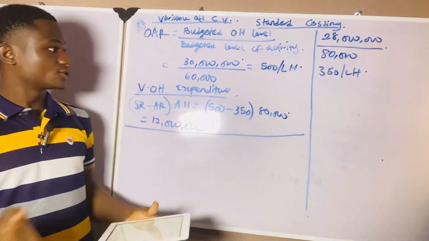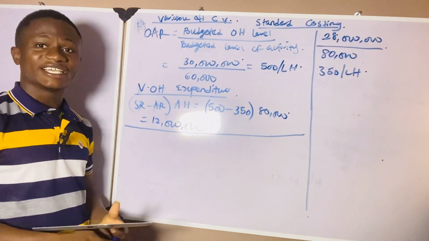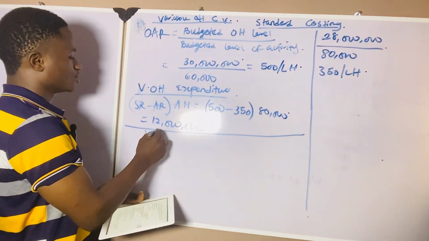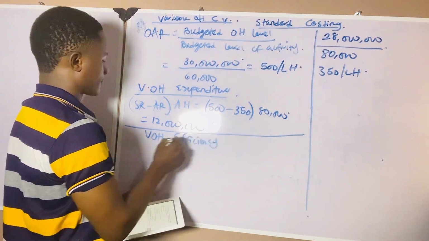Now let's proceed. That is all about the variable overhead expenditure variance. So let's proceed to calculate the variable overhead efficiency variance.